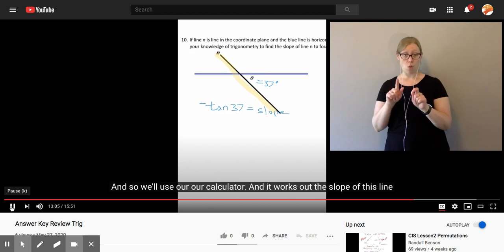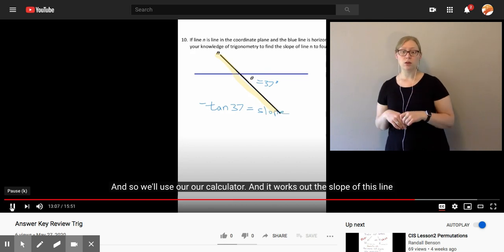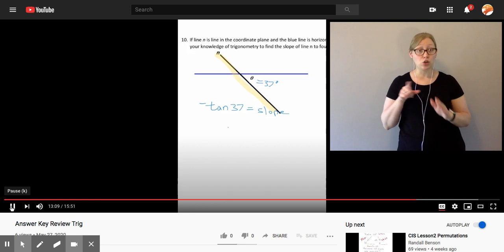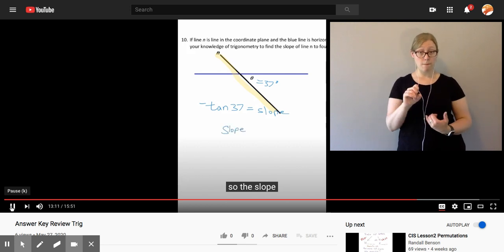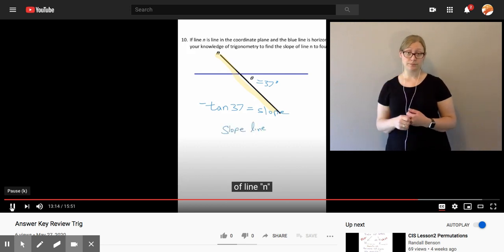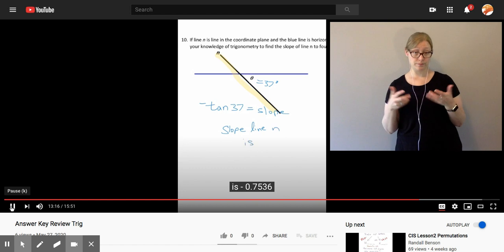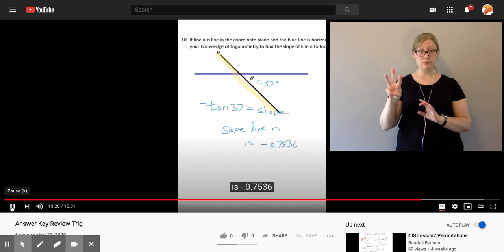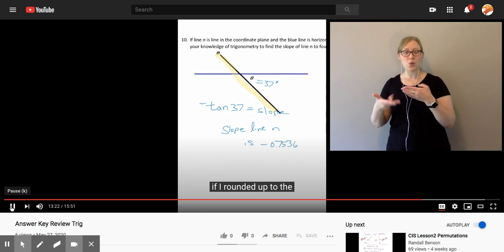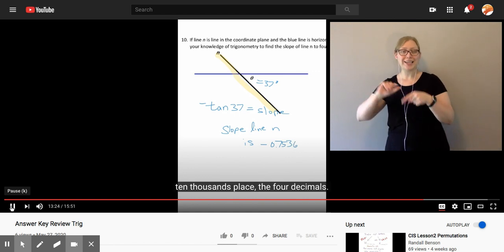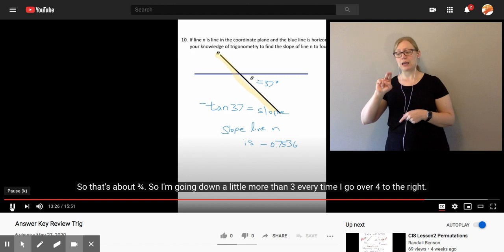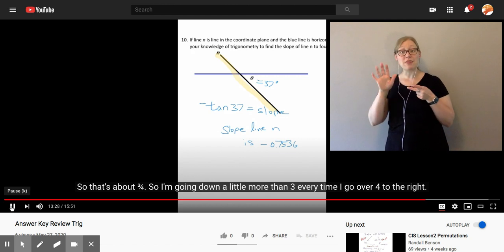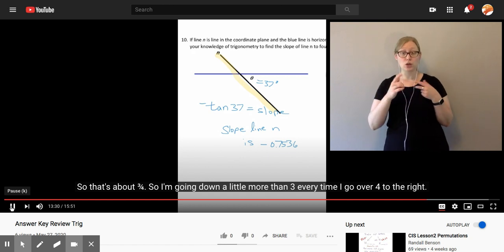And so we'll use our calculator, and it works out that the slope of this line, so the slope of line N is negative 0.7536 if I round to the 10,000th place, the 4 decimals. So that's about 3/4. So I'm going down a little more than 3 every time I go over 4 to the right.